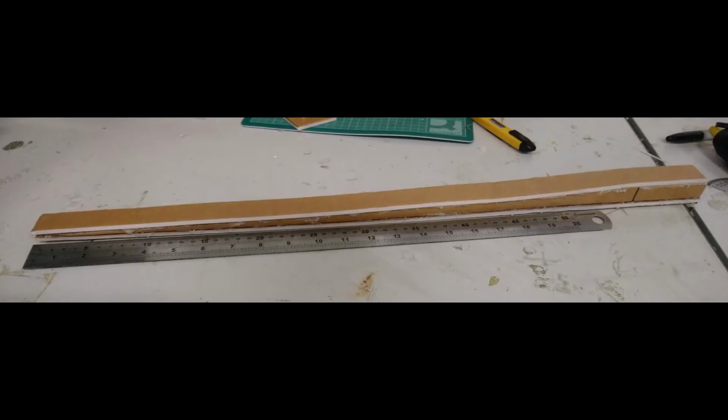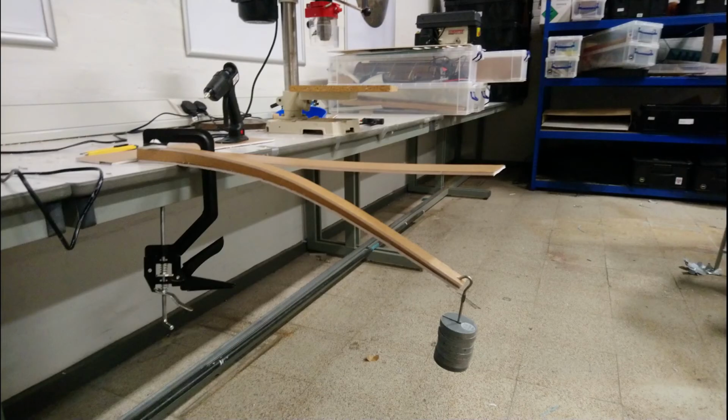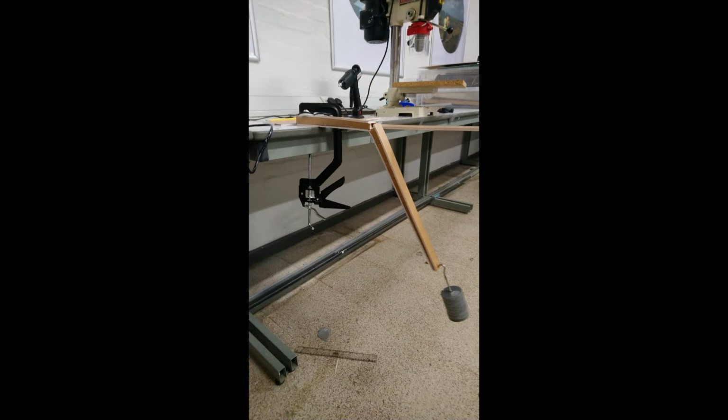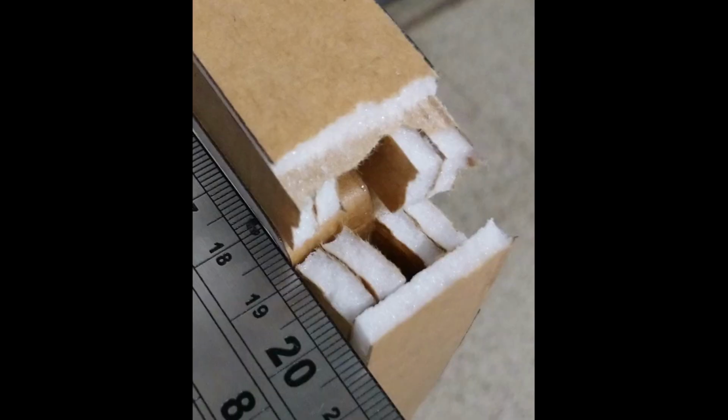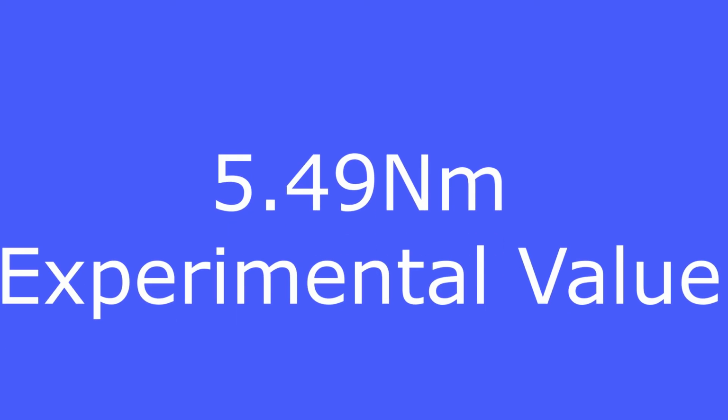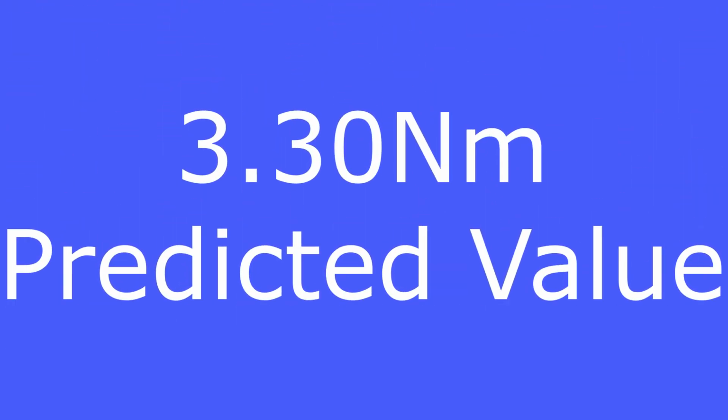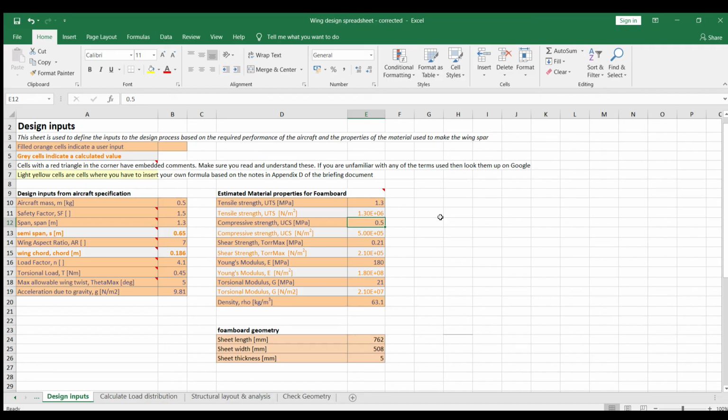Now that we have accepted a design, we need to build it and test it to find out if it performs as predicted, by adding weights to the tip and recording the point at which it breaks, which will be this spar's ultimate bending moment. Initial testing gives the ultimate bending moment at 5.49 Newton meters compared with the predicted value of 3.3 Newton meters. This is likely due to the foam board being stronger than expected.